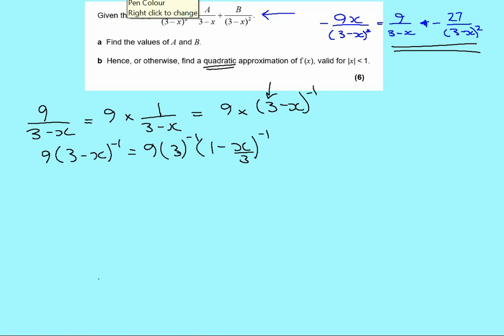Well, what is 3 to the power of minus 1? Well, that's a third. So 9 times a third of 9 is 3. So this is actually what we have to work out.